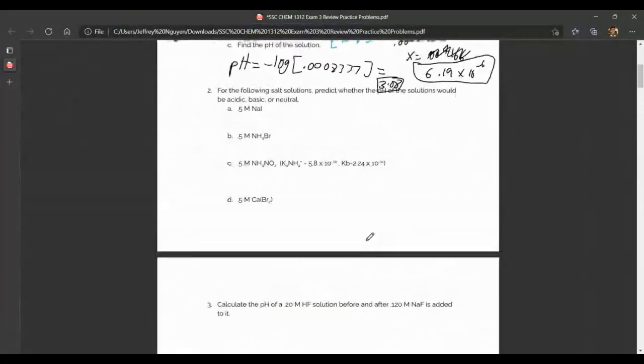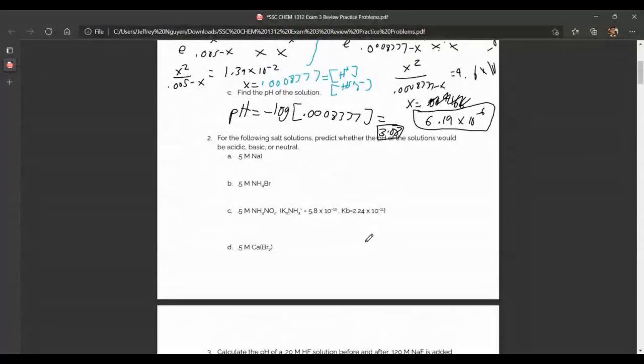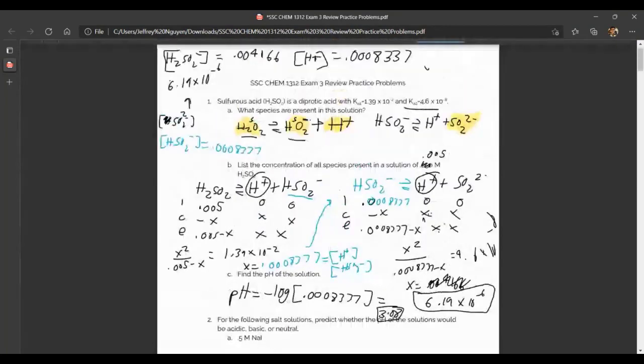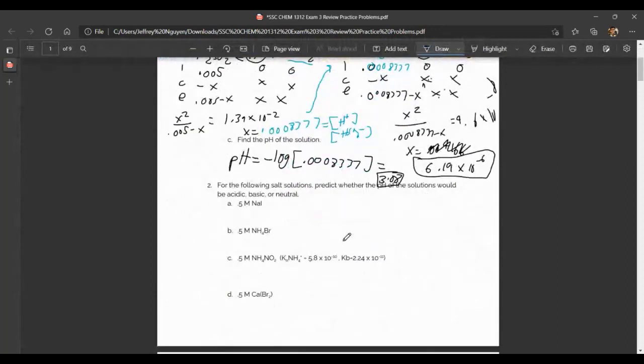Okay, so for the following salt solutions, predict whether the pH of the solutions would be acidic, basic, or neutral. Okay, so this is kind of like that chart we talked about at the beginning. So I'll walk you step by step on how to do these problems. So if you're really confused, just let me know and we can backtrack, because chances are if you have a question, then someone else has the same one too.